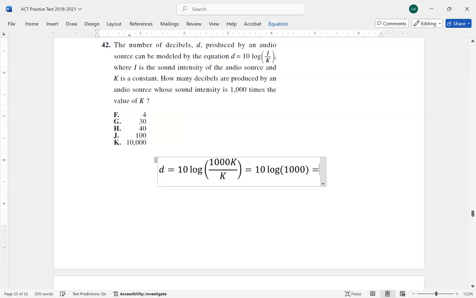What you're going to get here is 3. So 10 times 3, which is 30. So the number of decibels is going to be 30, and that is option G. So the answer to 42 is G, which is 30.